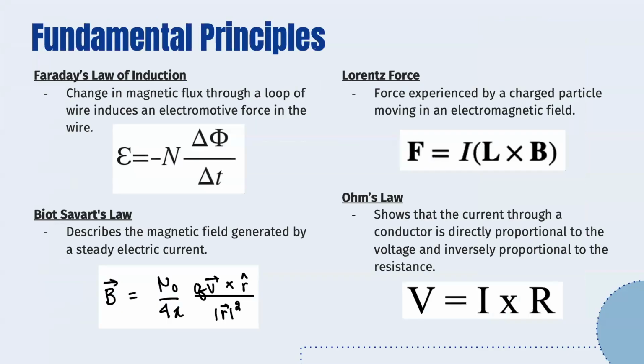For fundamental physics principles, we will be using Faraday's law of induction, which states that a changing magnetic field creates a voltage in a loop that follows this formula. Next, the Biot-Savart law tells us that a steady current creates a magnetic field around it whose strength follows this relationship below. Lorentz force is a force experienced by a charged particle moving in an electromagnetic field, and Ohm's law shows that the current through a conductor is directly proportional to the voltage and inversely proportional to the resistance.